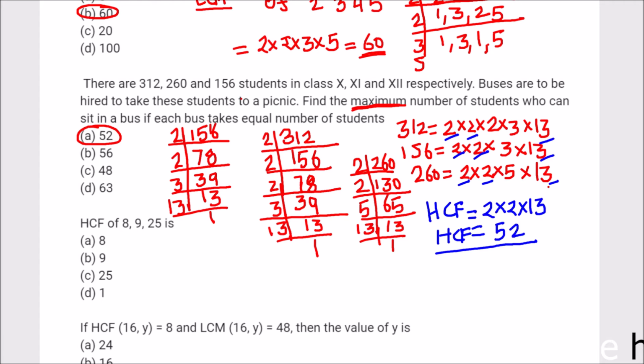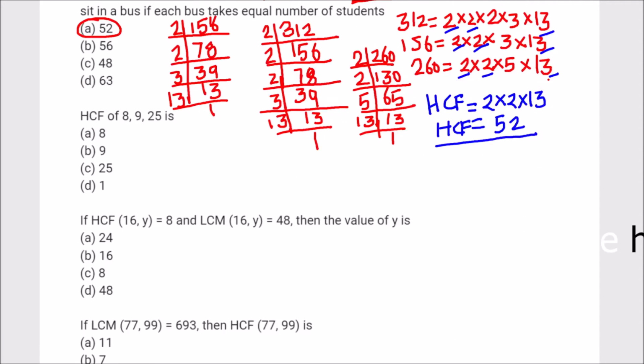Let's move on to the third question, which is HCF of 8, 9 and 25. We need to find the HCF of 8, 9 and 25. Factors of 8 are 2 times 2 times 2 times 1. Factors of 9 are 3 times 3 times 1. And factors of 25 are 5 times 5 times 1. The HCF of the three numbers is 1, because 1 is common to all. Hence, option D is the correct answer.